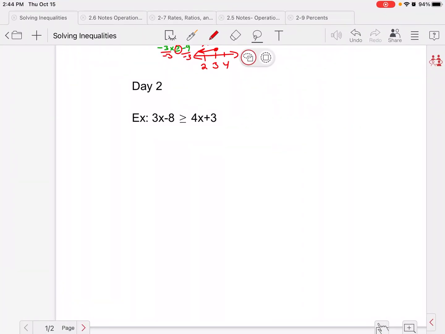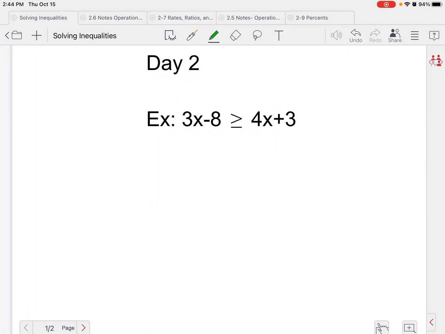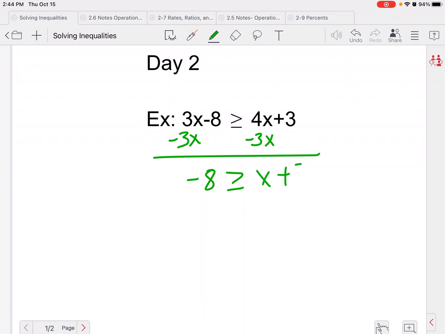So I have 3x minus 8 is greater than 4x minus 3. Remember, when I have variables on both sides of my equation, I want to get them together. Same with inequalities. So I'm going to go ahead and subtract 3x from both sides because I like to move my smaller x to my bigger x. So I get negative 8 is greater than or equal to x plus 3.